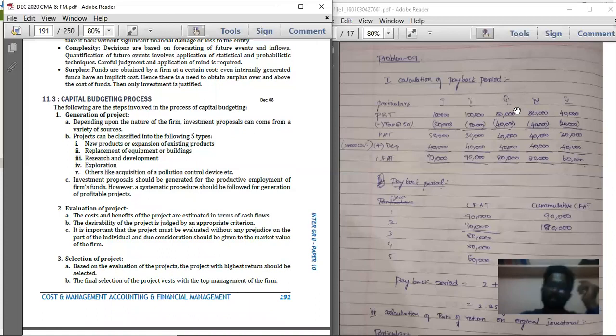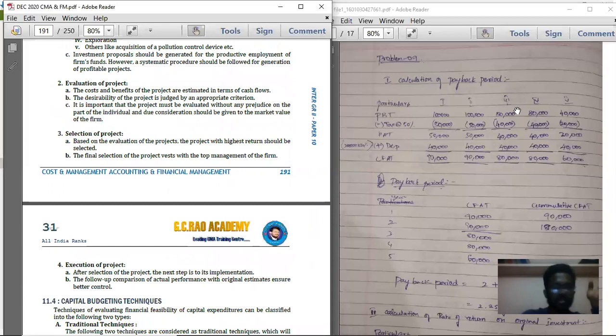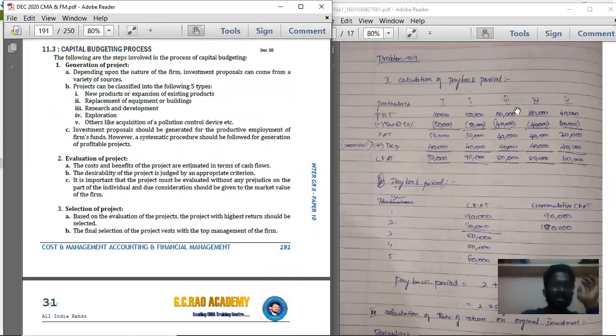Then next is the capital budgeting process. See, there are four steps. What is this capital budgeting process? First, you should understand what you are going to do in the project. First, you should have some project in hand. Ultimately, for the capital budgeting process, there should be one project. So first is generation of project.